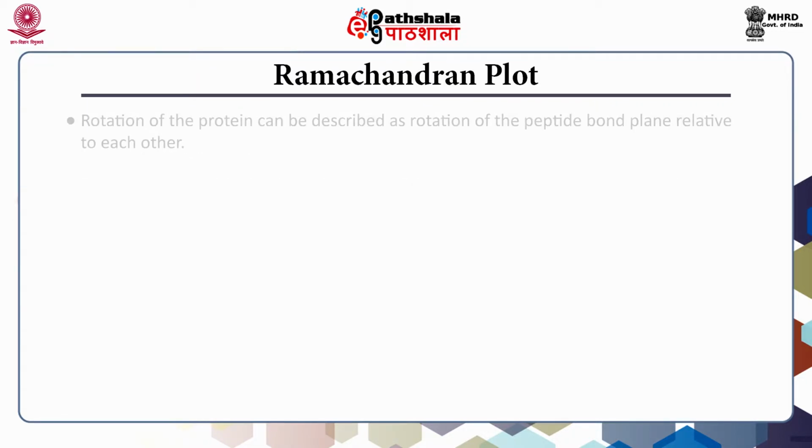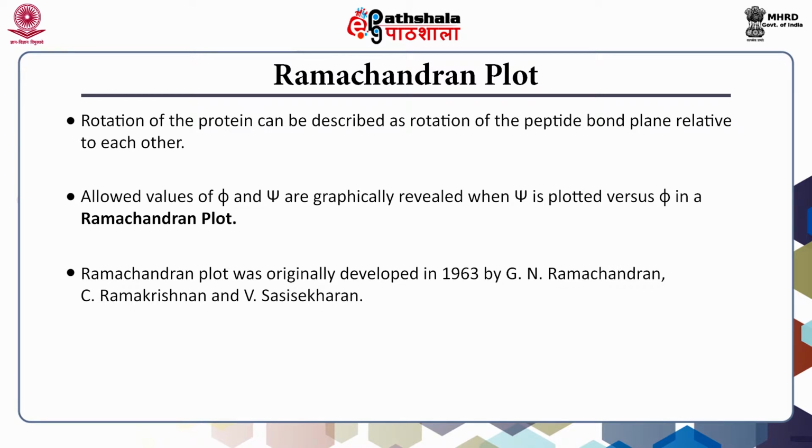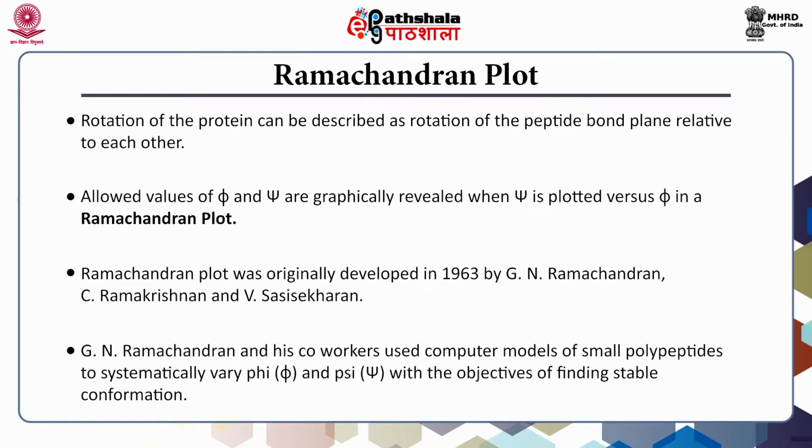Ramachandran plot. Rotation of the protein can be described as rotation of the peptide bond planes relative to each other. Allowed values of phi and psi are graphically revealed when psi is plotted versus phi in a Ramachandran plot. The Ramachandran plot was originally developed in 1963 by G. N. Ramachandran, C. Ramakrishnan and V. Sasisekharan. G. N. Ramachandran and his co-workers used computer models of small polypeptides to systematically vary phi and psi with the objective of finding a stable conformation.